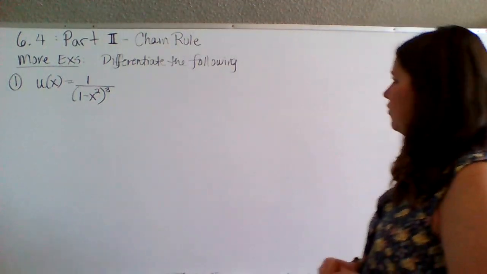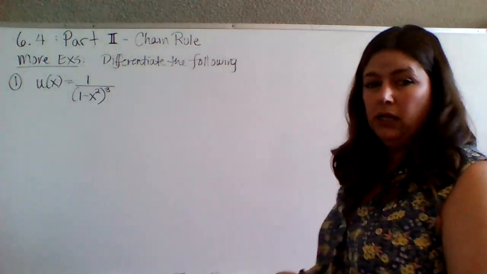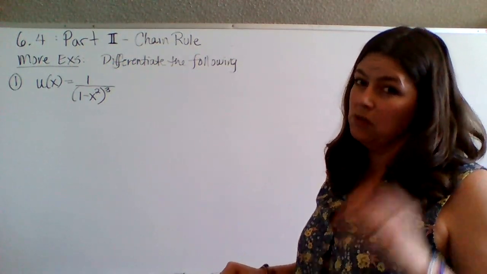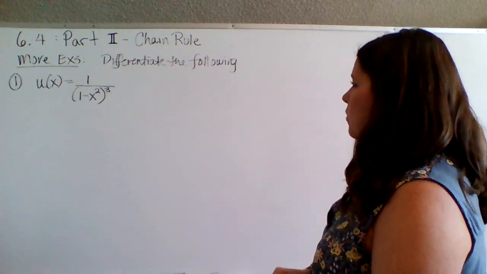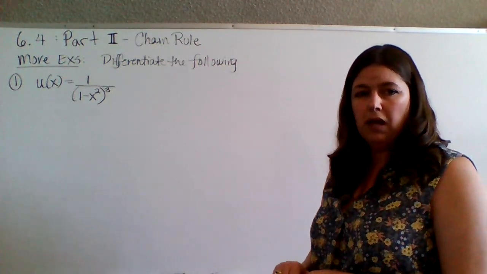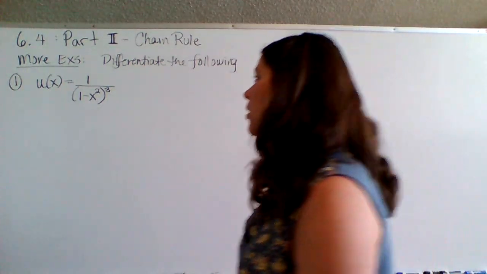So the directions say to differentiate the following, and we have for number 1, u of x in function notation, which is nice. We like it when we have function notation because we can usually go straight to the primes when we take the derivative. u of x equals 1 over the whole quantity, 1 minus x squared to the third power.